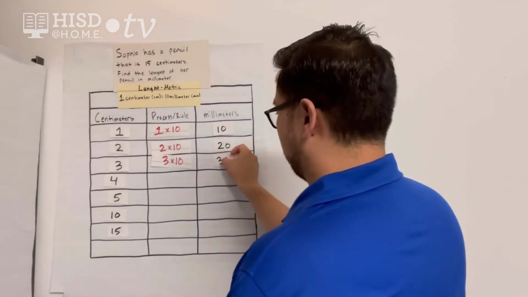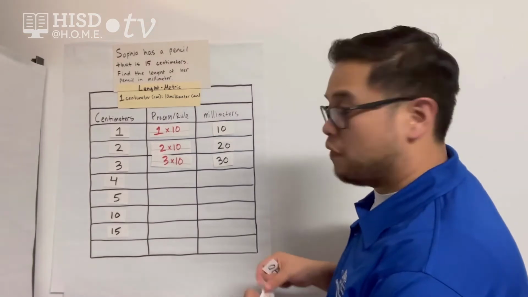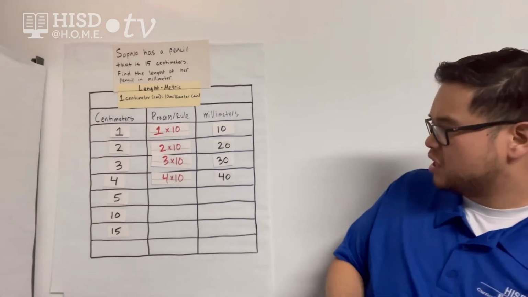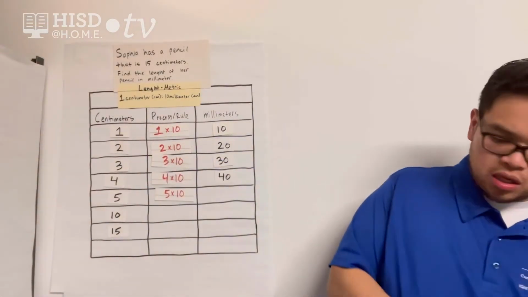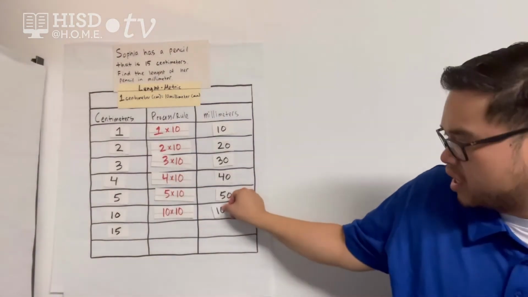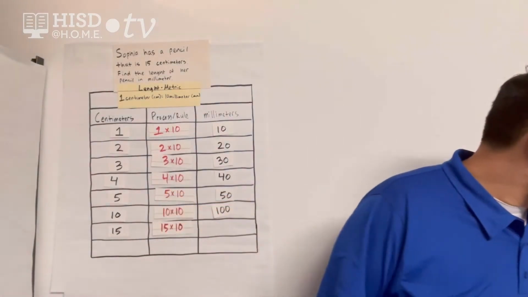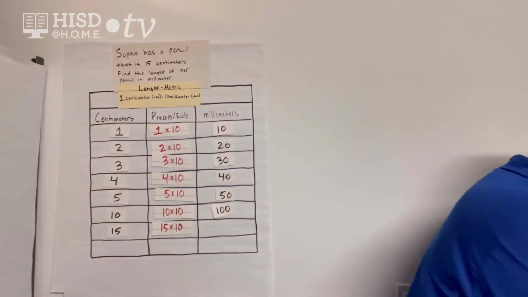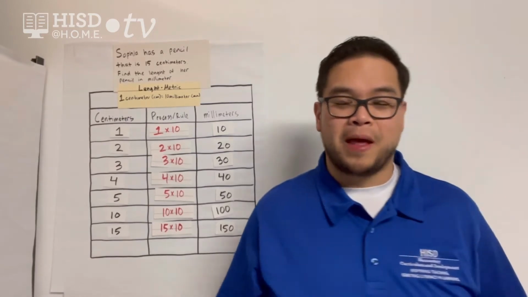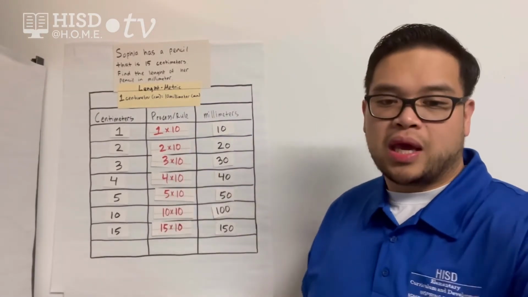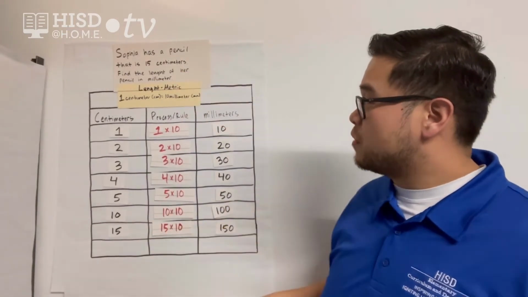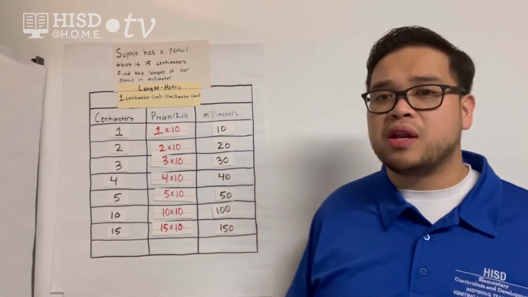3 times 10 is 30. 4 times 10 is 40. 5 times 10 is 50. 10 times 10 is 100. And then 15 times 10 is 150. Now that we have this, we can easily solve the problem and see that since Sophia's pencil is 15 centimeters, to convert it, it is going to be 150 millimeters.